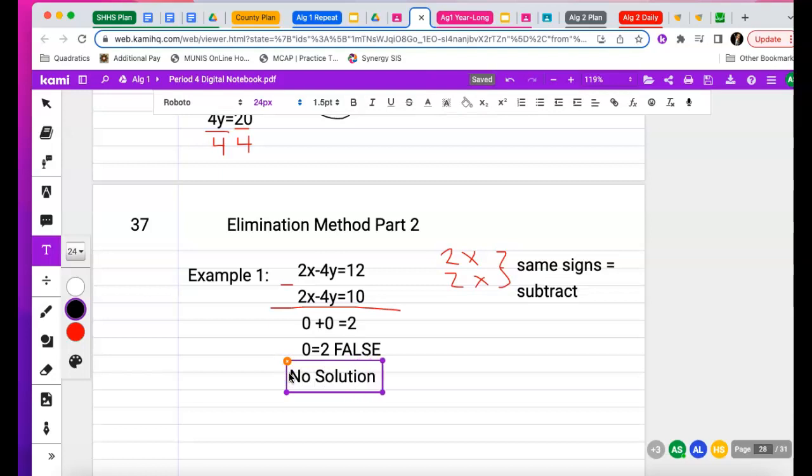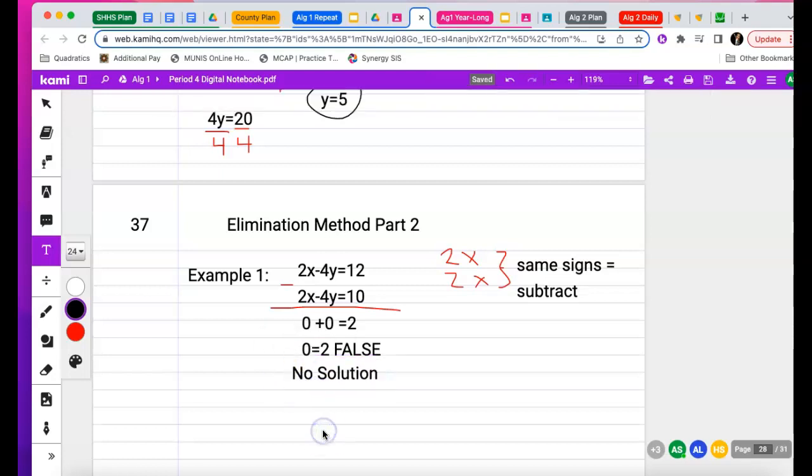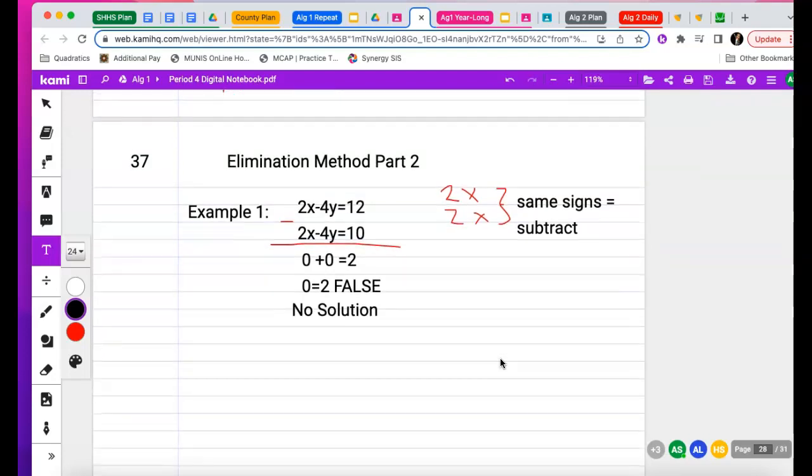So these are our special types of solutions. Our special types of solutions are either no solution or infinitely many solutions. So none of these examples are going to actually have a coordinate that is a solution. It's either going to be no solution or infinitely many solutions. So if I get that the two numbers are actually not equal, it's a false statement. That means there is no solution.